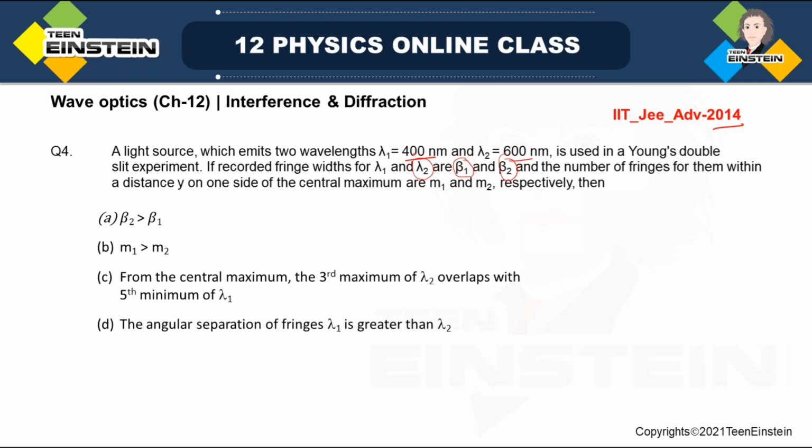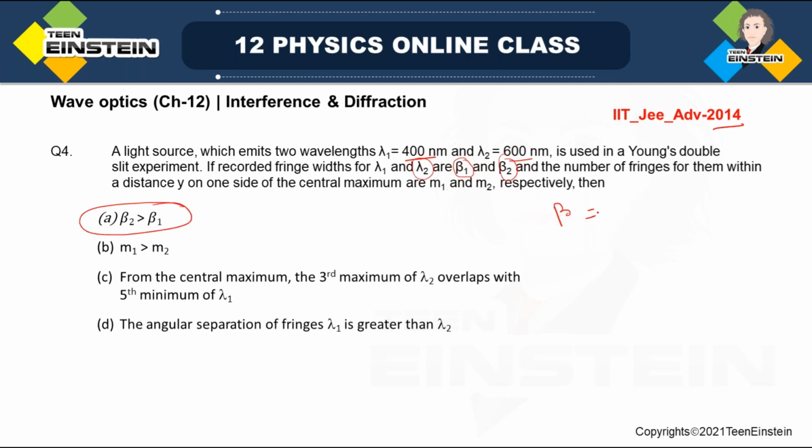First of all, we have two lights of wavelength lambda 1 and lambda 2. Lambda 2 has the greater wavelength, that is 600 nanometer, and lambda 1 has the smaller wavelength, that is 400 nanometer. Now let us see this answer option.